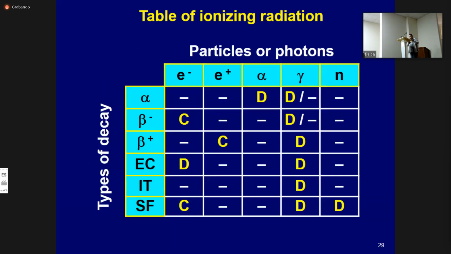This little table of ionizing radiation represents the relationship between the type of radioactive decay and the type of ionizing radiation, and also with the energy spectrum. Cells containing C represent radiation with a continuous spectrum of energies. Cells containing D represent radiation with a discrete energy spectrum. And cells containing a minus indicate that the radiation in question is not possible or has a very low probability for this type of nuclear transformation.